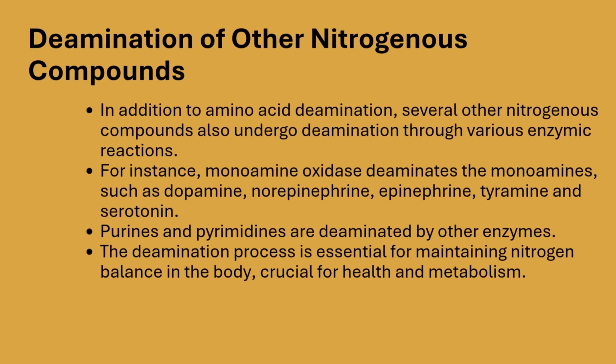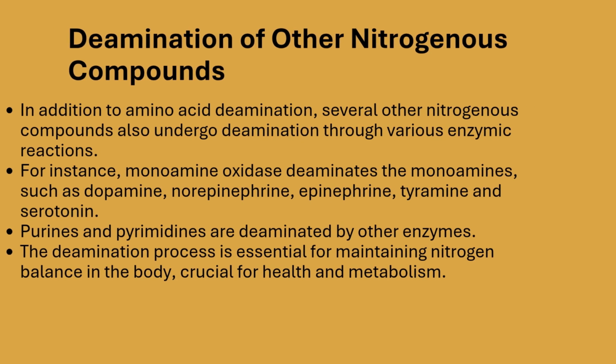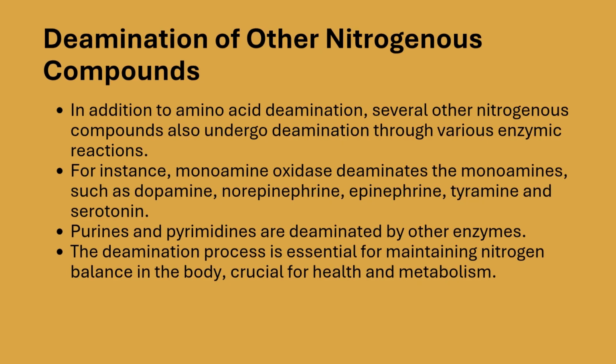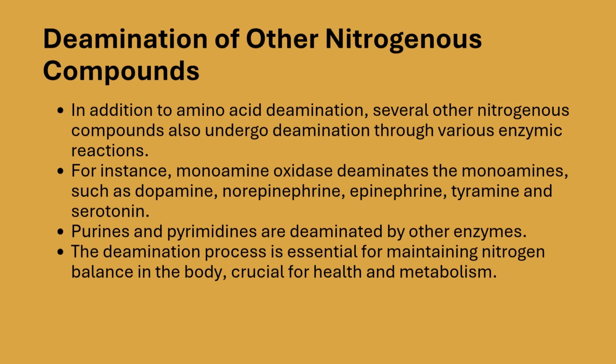In addition to amino acid deamination, several other nitrogenous compounds also undergo deamination through various enzymic reactions. For instance, monoamine oxidase deaminates the monoamines, such as dopamine, norepinephrine, epinephrine, tyramine and serotonin. Purines and pyrimidines are deaminated by other enzymes. The deamination process is essential for maintaining nitrogen balance in the body, crucial for health and metabolism.